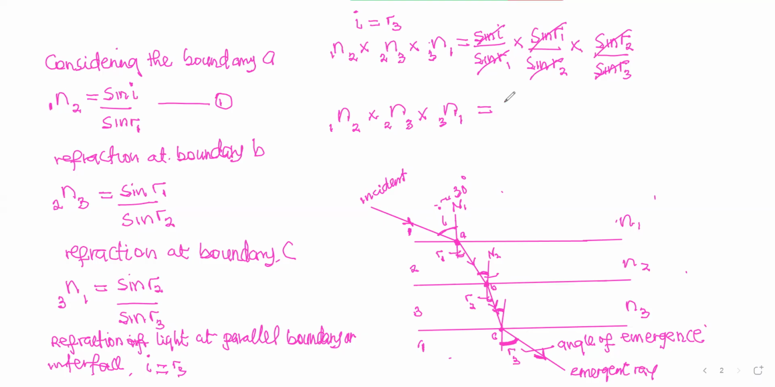Is equal to 1. So for 3 composite media, this is the product of their refractive indices in that orderly manner. The clue to this is that the 3 media must be such that the refractive index of 1 must be less than the refractive index of 2, and this must also be less than refractive index of 3. If you miss them, they will not work.